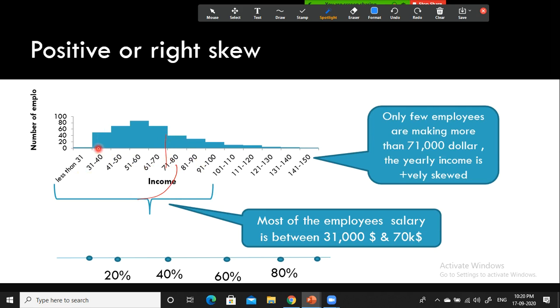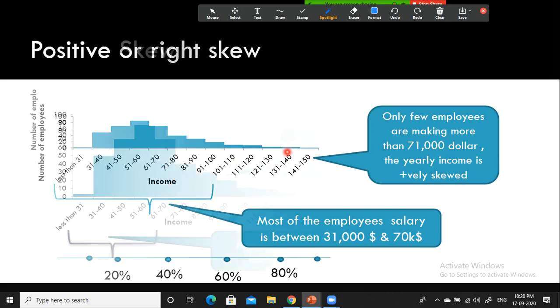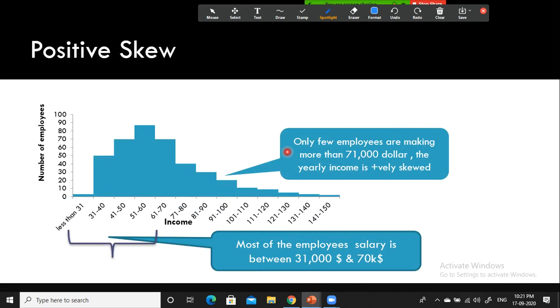Most of the employees' salary is in this range. Only a few employees are making more than $71,000. The yearly income is positively skewed, because the tail is longer here. This is how you need to tell the story, right?